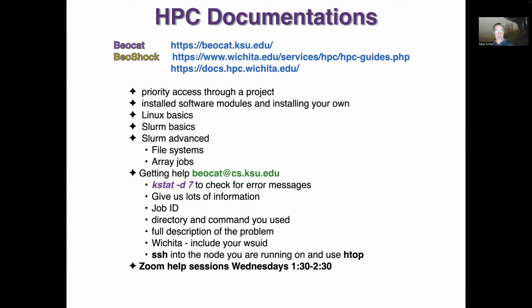Let me just cover some things here that are addressed in there. On BeoCat in particular, we do have priority access, and on BeoShock as well. If you purchase a node, you get priority to run there. We manage those nodes essentially for free. That's the trade-off that you get. But then when you and your group members are not using those compute nodes, anyone else in the university is allowed to use them.